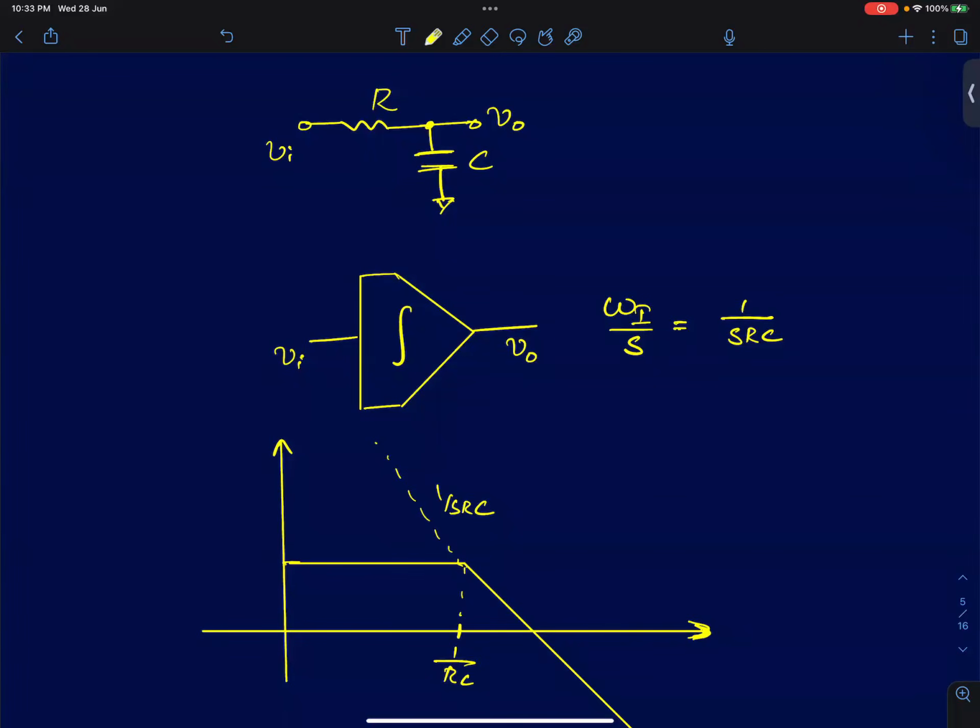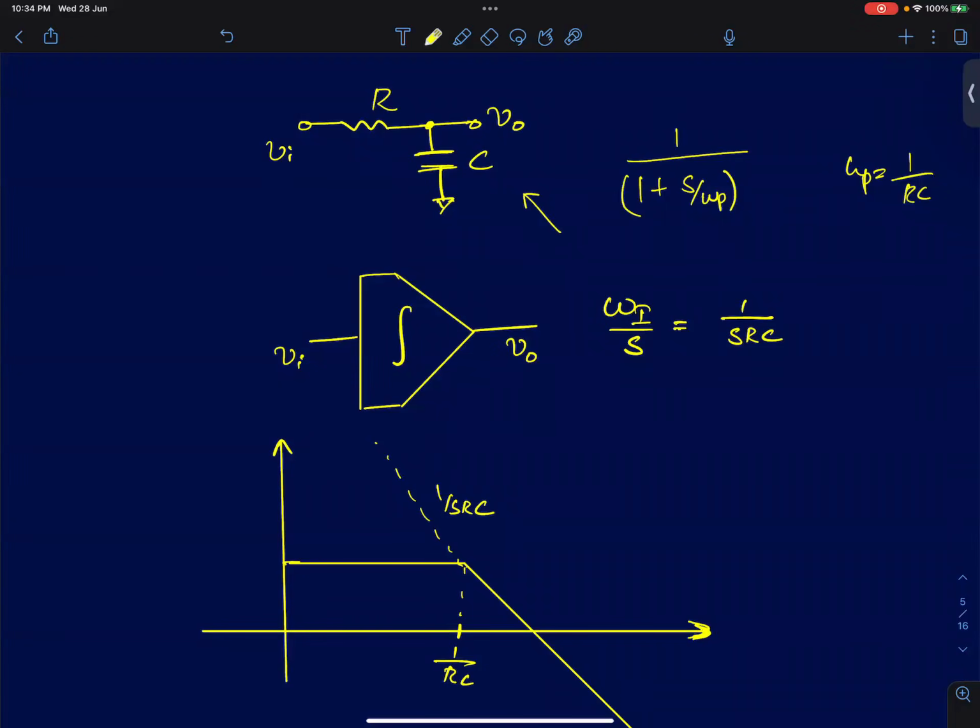One thing that I've shown here is a simple first order RC filter. You know the transfer function for the circuit is 1 by 1 plus S by omega P, or 1 plus SRC. The pole omega P is at 1 by RC. And so this will be your transfer function.